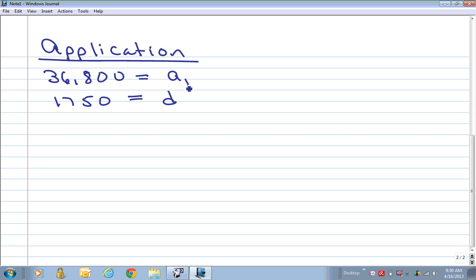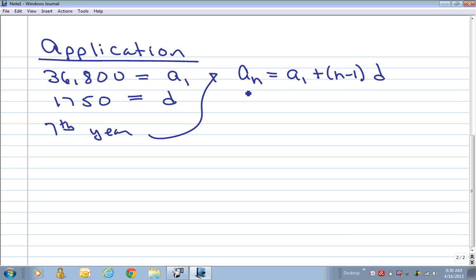Let's keep reading. What will his earnings be in the 7th year? So I want to know just in the 7th year, not the total yet. I just want to know the 7th year. That means I want a particular term. So I'm going to go over and write the equation for that. That would be a sub n equals a sub 1 plus n minus 1 times the difference, except I want the 7th year, so my n value would be 7.